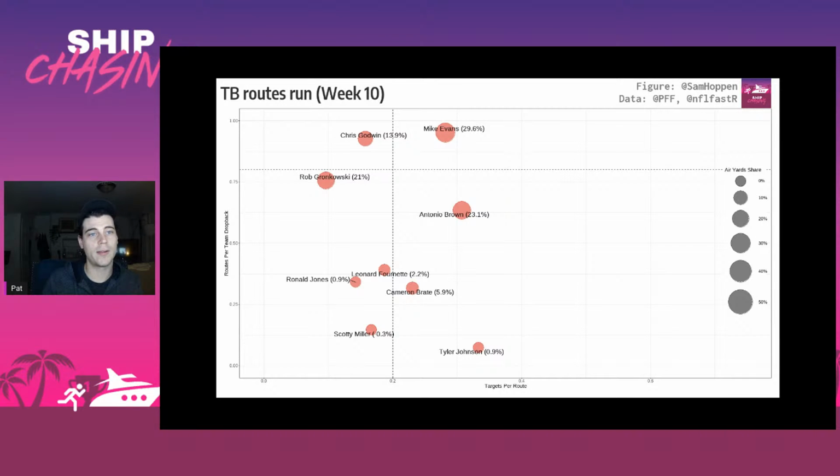Cameron Brate stole a touchdown in this game. He had a 23% target per route run, but only ran a route on 32% of dropbacks. So not really interesting. Probably just kind of hurts Gronk, but were Gronk to miss time, I think Cameron Brate would be kind of interesting.